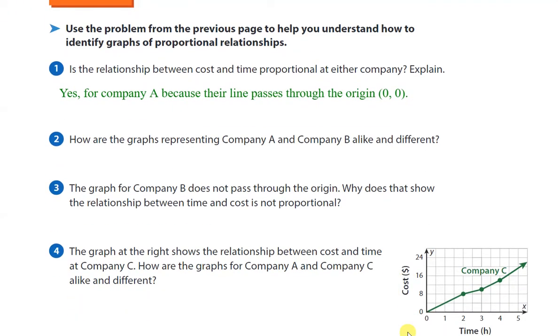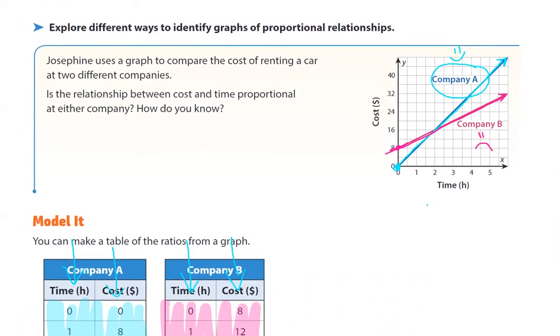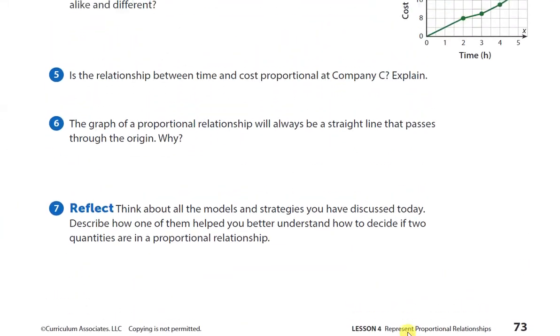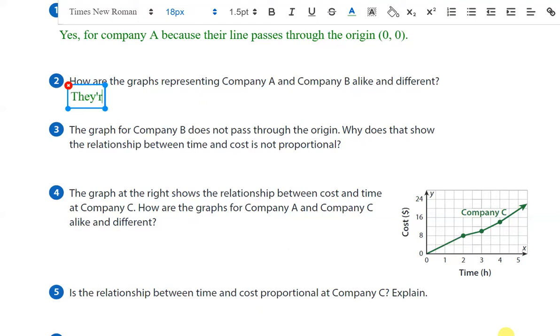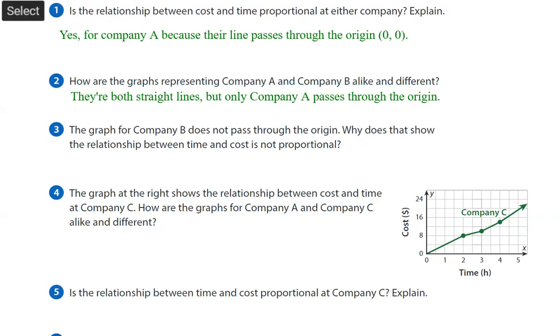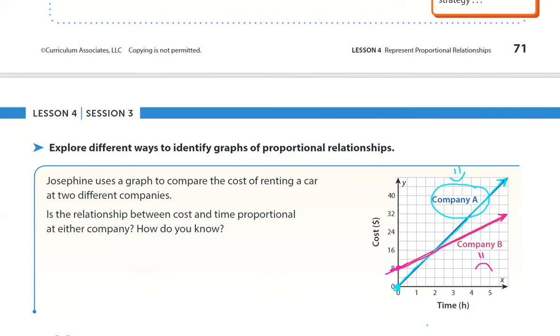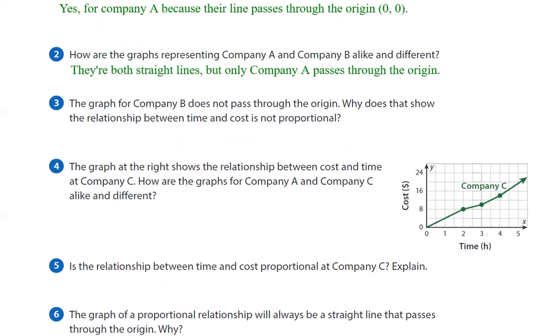How are the graphs representing company A and company B alike and different? Well, if you need to look at them again, go look at them again. Ta-da! There they are. Well, they're both lines. They're both straight lines. But only company A passes through the origin. What else can we say about them? Which one is steeper? Company A has a steeper line.